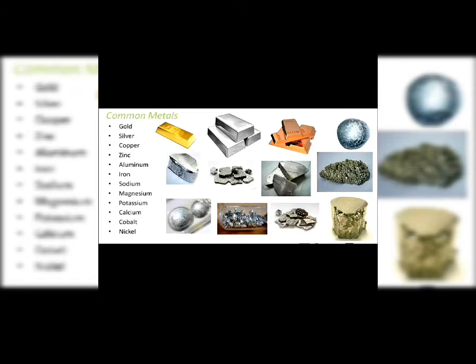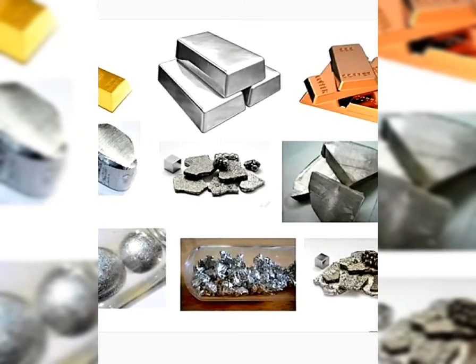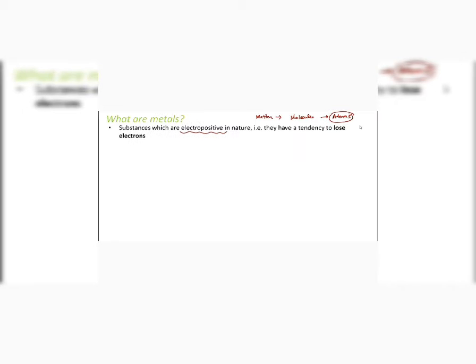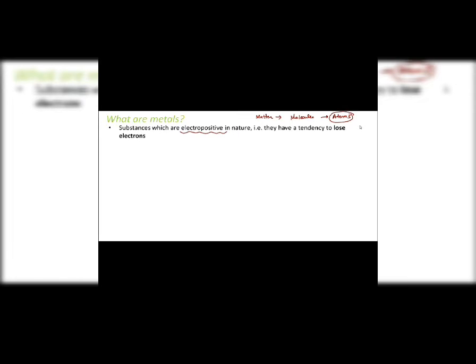Now these are the most commonly used metals. They find a lot of applications everywhere. In fact, you can find all these metals in your house itself. So now the question is, what are metals? How do we define a metal? What is that basic thing which defines that this object is going to be a metal and this object is going to be a non-metal? So metals are those substances which are electropositive in nature.